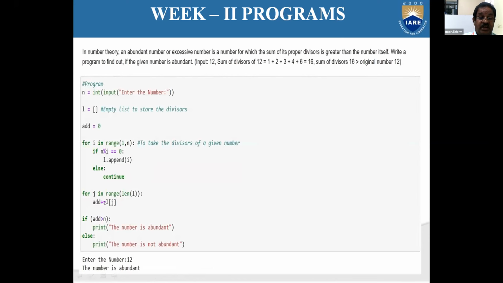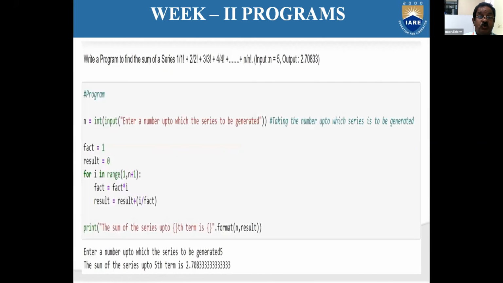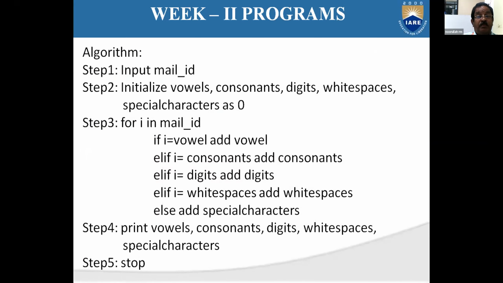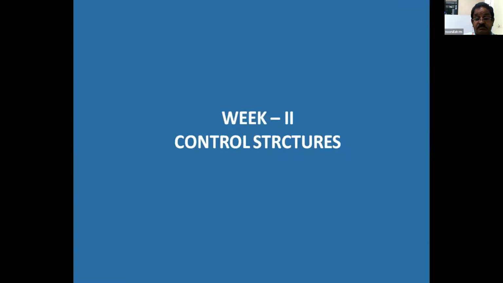Then it's going to check the divisors: the sum of the divisors is greater than the given number or not. If the sum of the divisors is greater than the given number, then you are printing the entered number is abundant. If not, you are printing the entered number is not abundant or excessive number. Thus, these are the 4 programs which you are going to do in week 2. Any doubts or any clarifications?